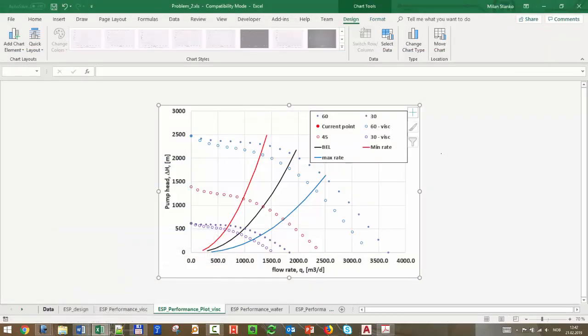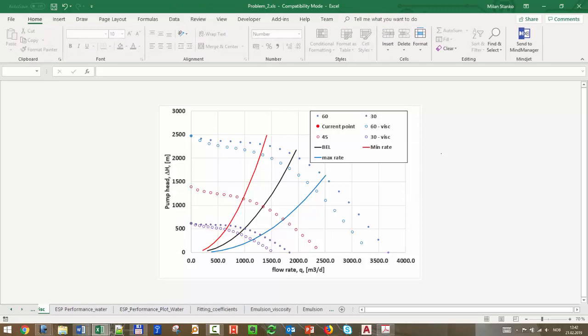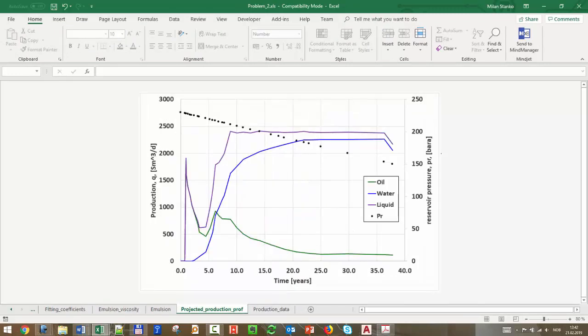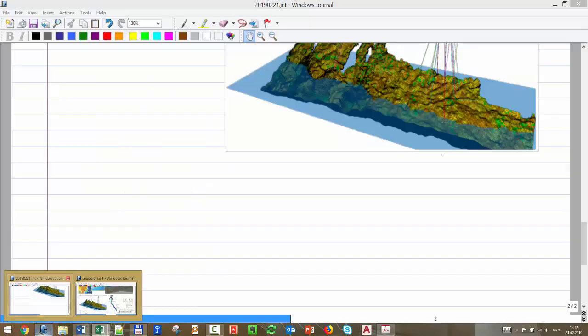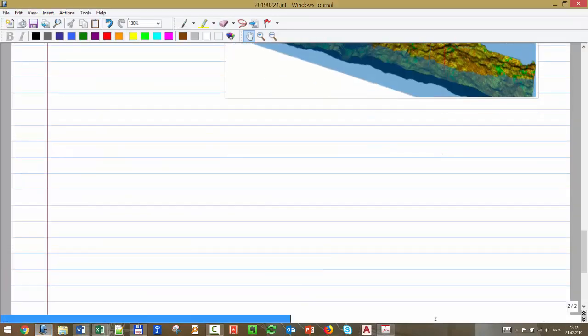Yeah, but there are a few complexities. Like if you see here, let's go first to the... yeah. So one thing is that the amounts of oil and water are changing with time.